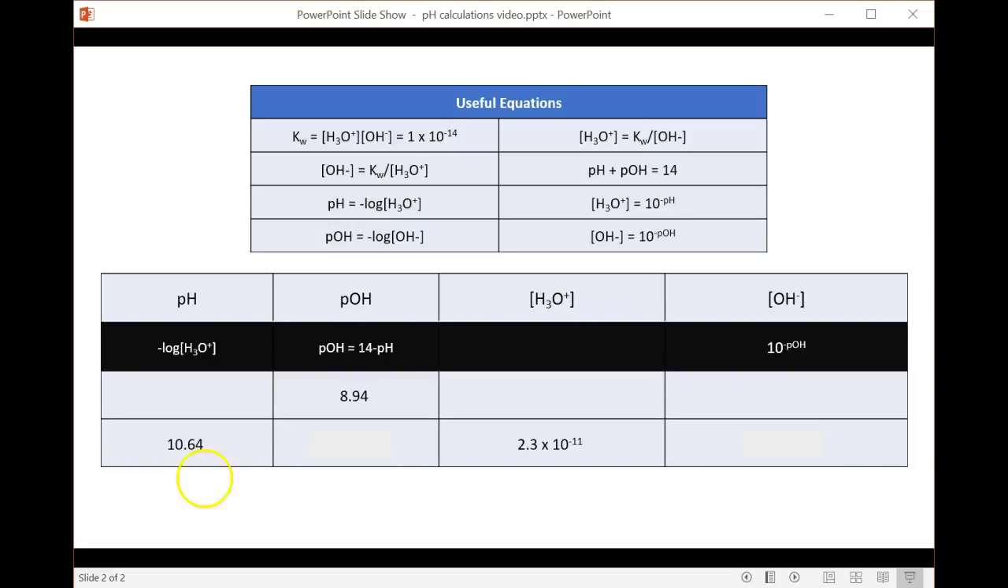Then it's easy to calculate the pOH because the pOH plus the pH is equal to 14. I can rearrange that and get this. And so I take 14 minus the pH. You should get 3.36 if you do that. And then finally, to calculate the hydroxide ion concentration, I'm just going to use that second log button or the 10 to the x key, and 10 to the x negative 3.36. And if you do that, you should get this number. There you go. Hopefully that helps.